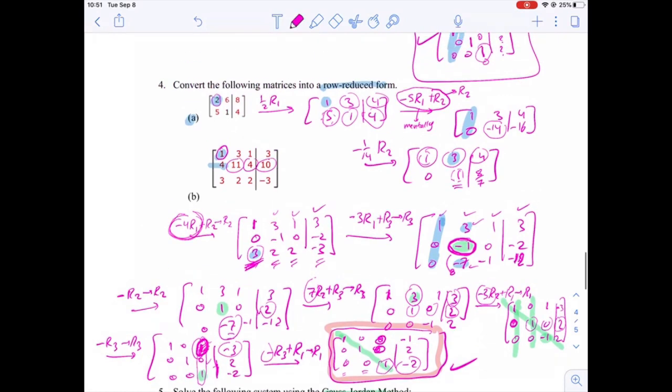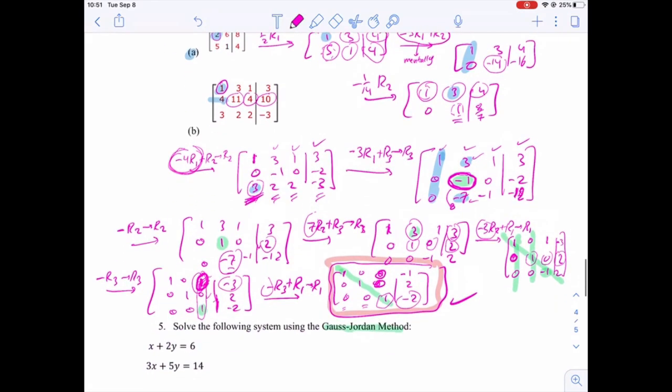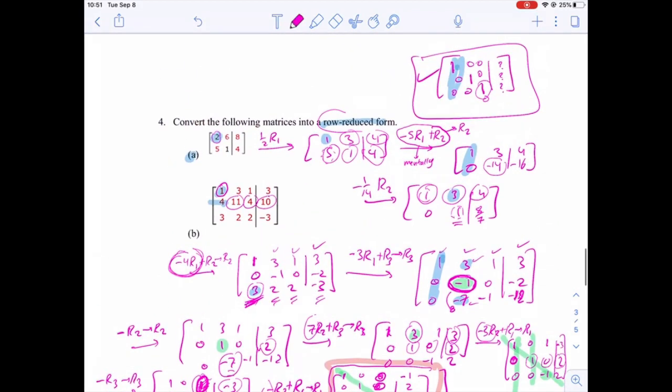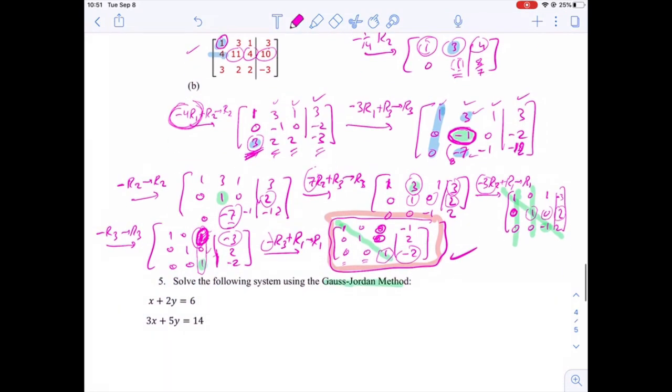Here we're asked to write it in row reduced form, but if I ask you to use the Gauss-Jordan elimination method to solve the corresponding system, you just say this is x equals -1, y equals 2, and z equals -2, and that's the solution. That's what we call the Gauss-Jordan method because it's based on the row reduced form.